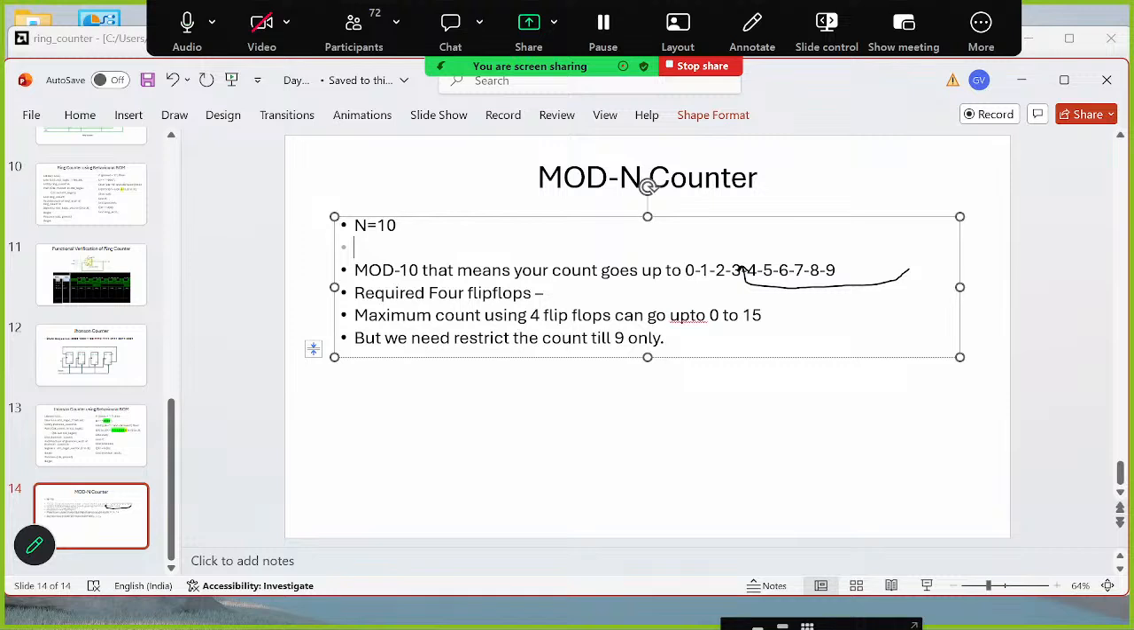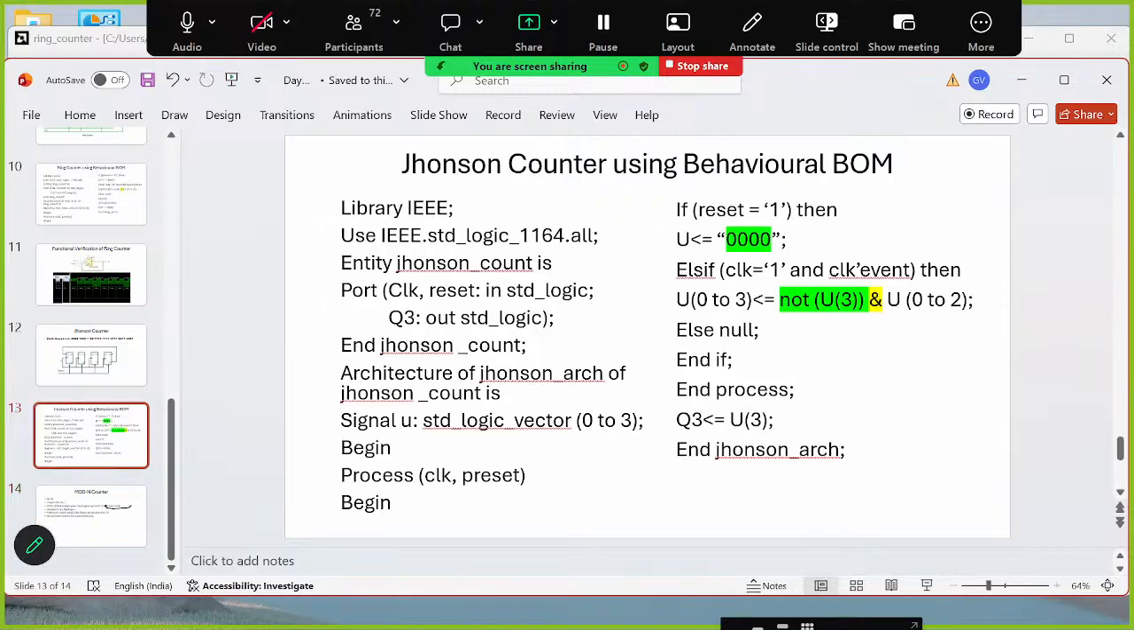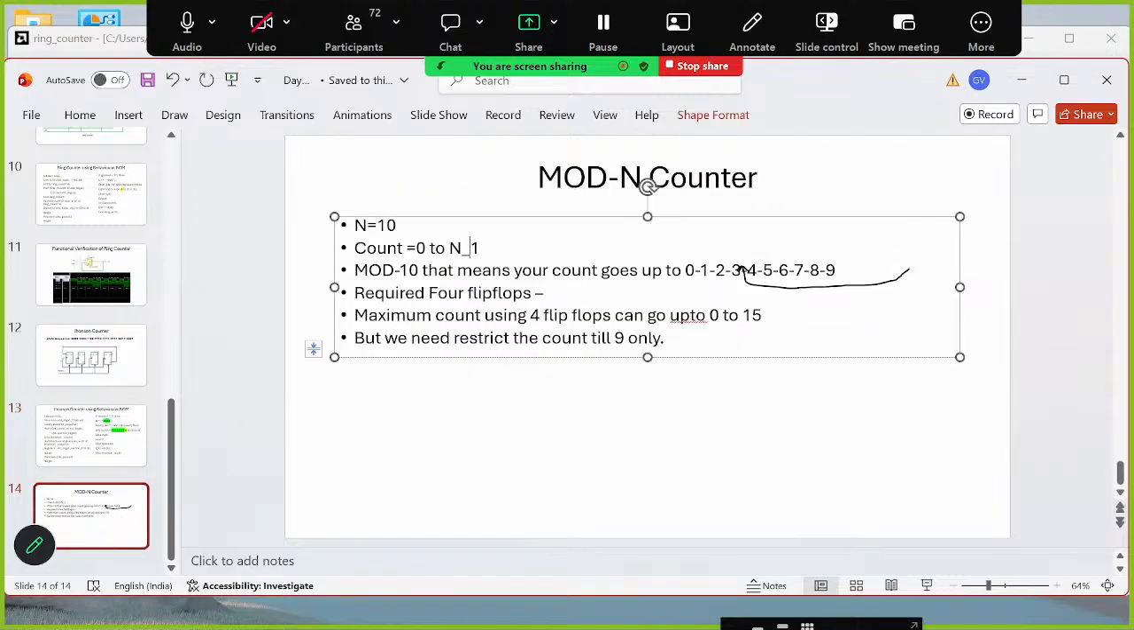So count should be, let me write over here, count should be 0 to n minus 1. I hope it is clear.